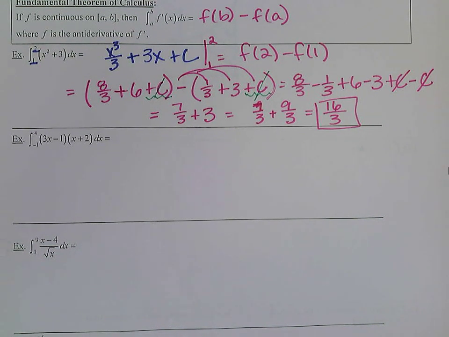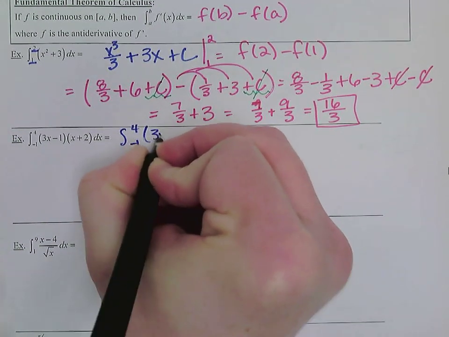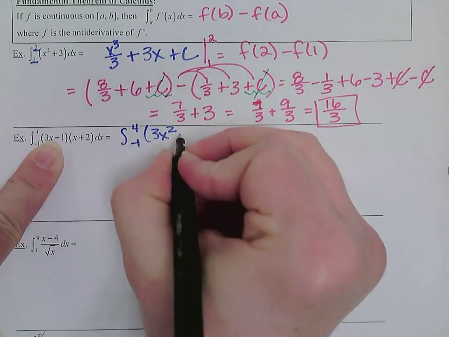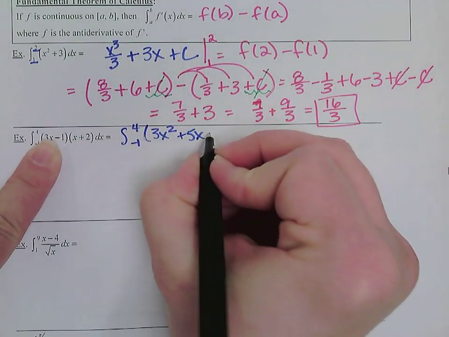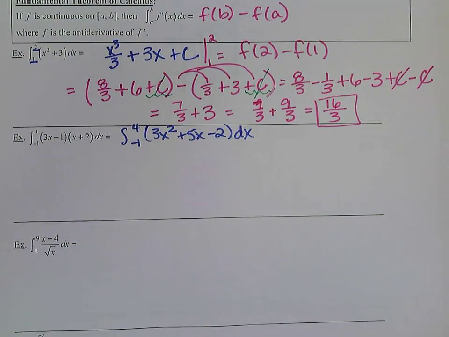We want to integrate 3x minus 1 times x plus 2 from -1 to 4. Now, the way it's written, we would have to do like u substitution, but I think that the easier way to get around u substitution here would just be to go ahead and multiply it. So we'll distribute. That's the integral from -1 to 4 of 3x times x is 3x squared. 3x times 2 is 6x minus 1x, 5x, and the -1 times 2 gives us -2. Yep, the dx is there until we actually integrate it.